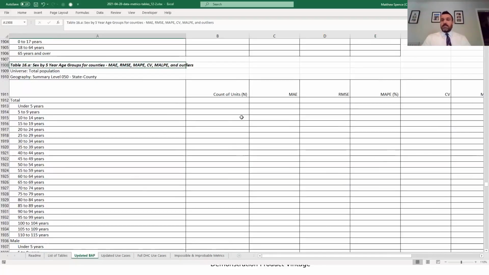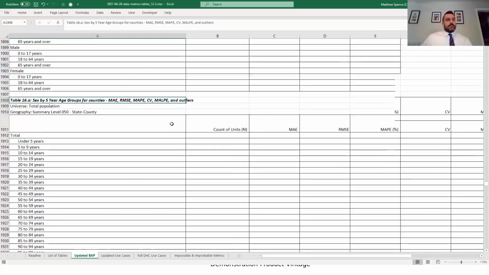Well, as we mentioned, this is just the PL data. This does not include that detailed age, and it doesn't include sex. So we don't have the data to be able to calculate the accuracy metrics. But once we do, and once we put out those demonstration data products for the DHC data, we'll be filling these in, and so you'll be able to measure the accuracy there.